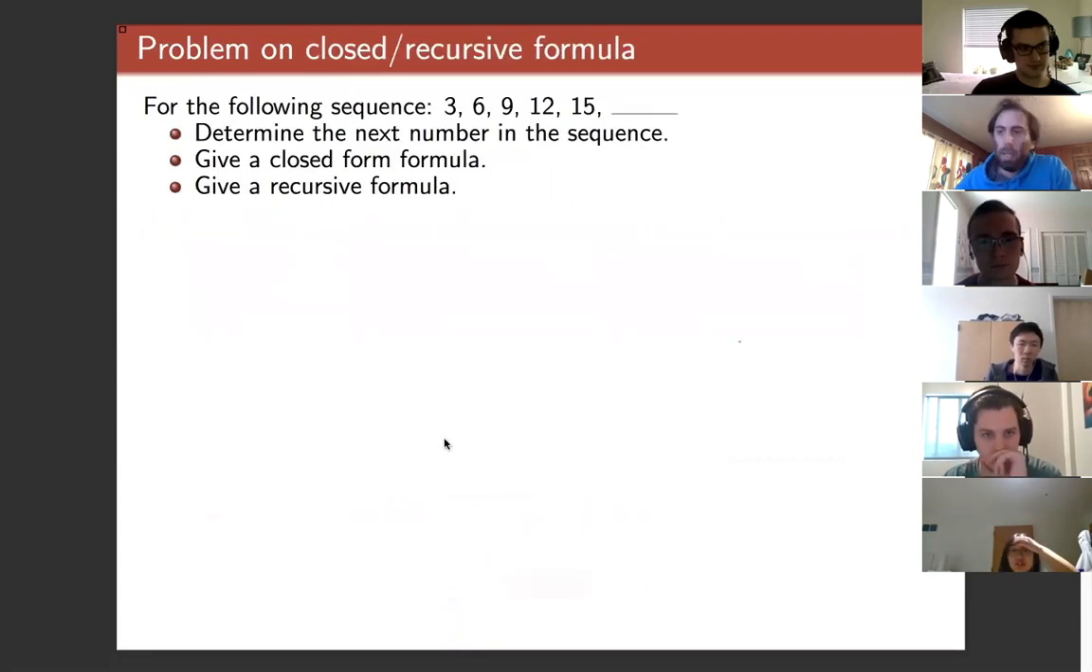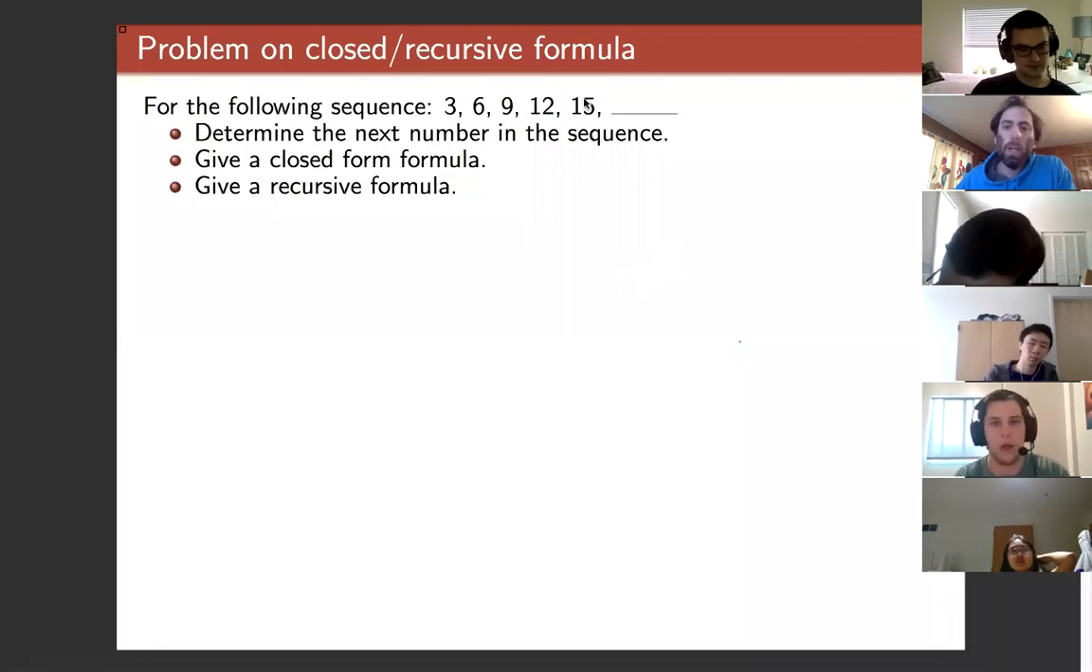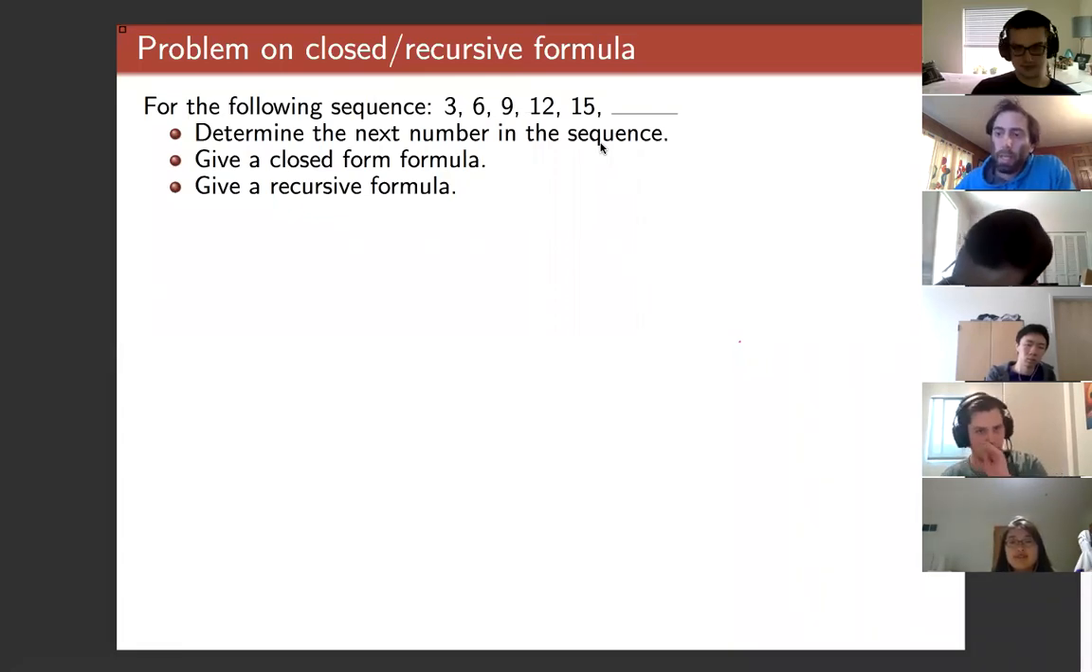All right, now we have a sequence. This looks a little bit more like a homework problem that we've seen. So we want to do three things. Compute the next term in the sequence, find a closed form for the sequence, and give a recursive formula. So go ahead and take a couple minutes to think about this, and then we'll do it together.